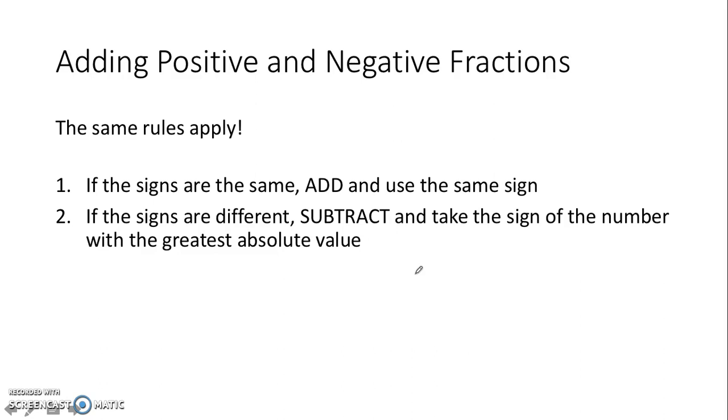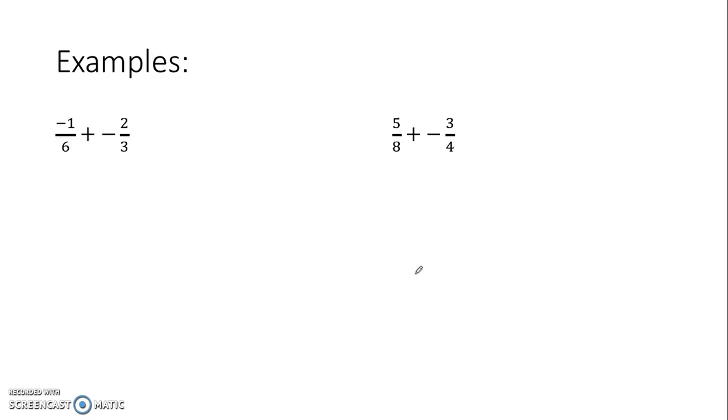Alright, so the same thing happens with fractions. It's the same exact rules as when you're adding integers, and the same exact rules as when you're adding decimals. So if the signs are the same, you add. If the signs are different, you subtract and take the sign of the number with the greatest absolute value. So here we go. Here are some examples.